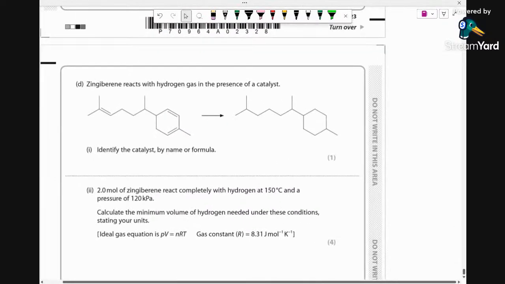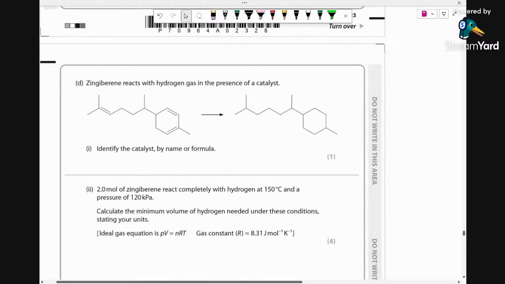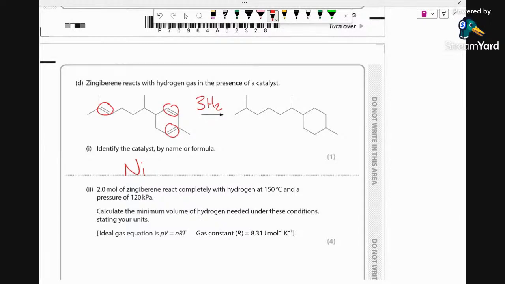Cool. Next, identify the catalyst by name or formula. Nickel. Hydrogenation. I'm adding hydrogen. 1, 2, 3 of them to boot. Nickel catalyst, 60 degrees, hydrogen gas.